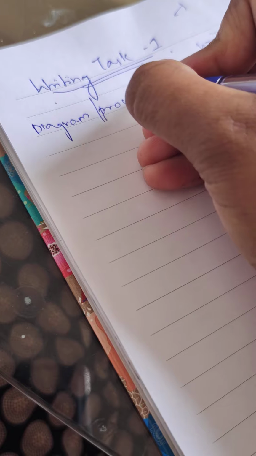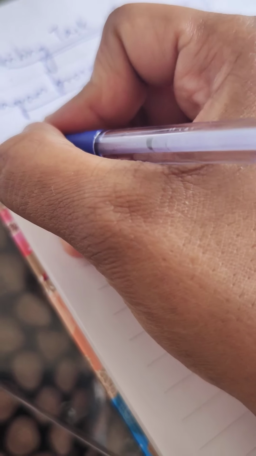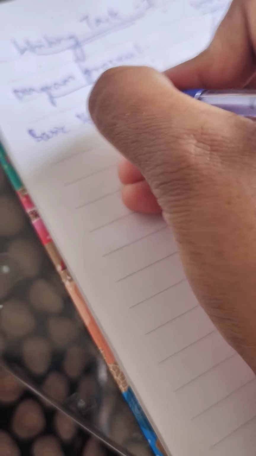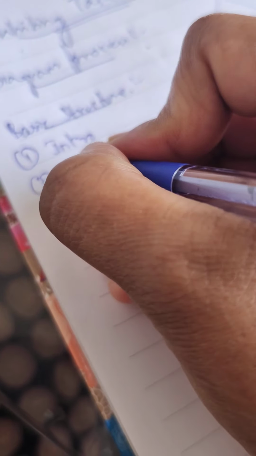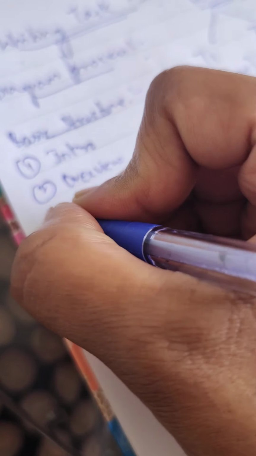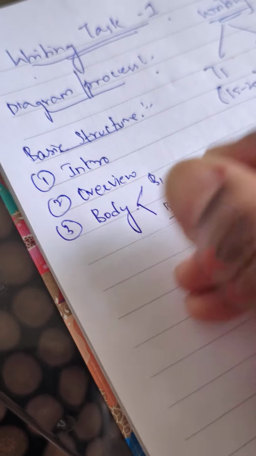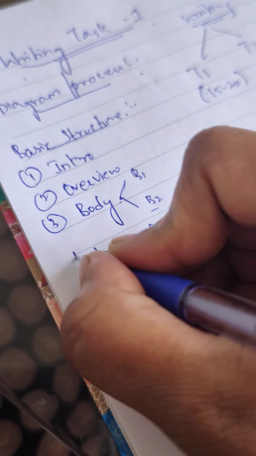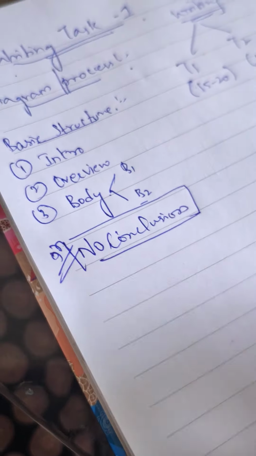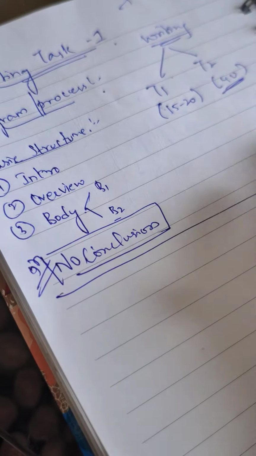The basic structure of writing task 1 is: first is intro, the second one is overall or overview, then the third one is body features, B1 and B2. No conclusion. This is very important. Always remember that in task 1 we should never write a conclusion. Okay, now we'll begin with task 1.